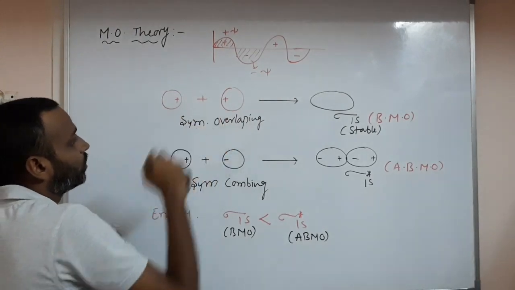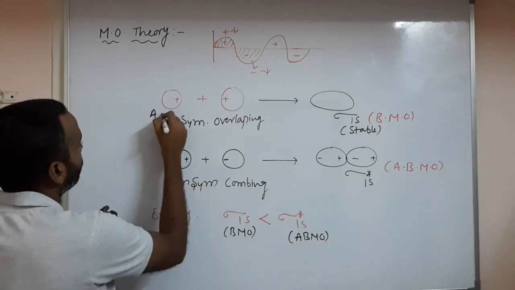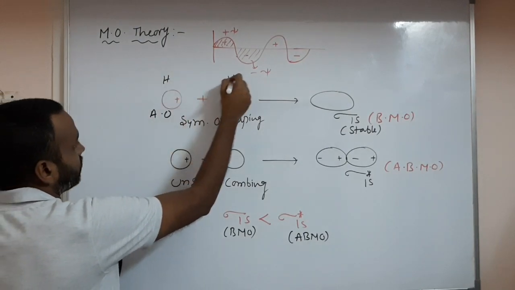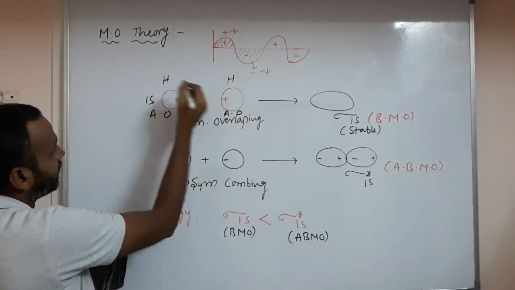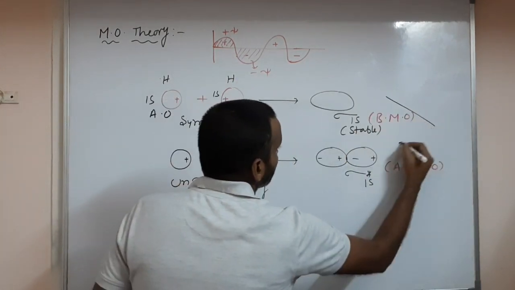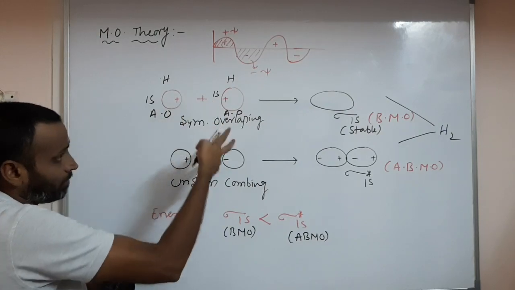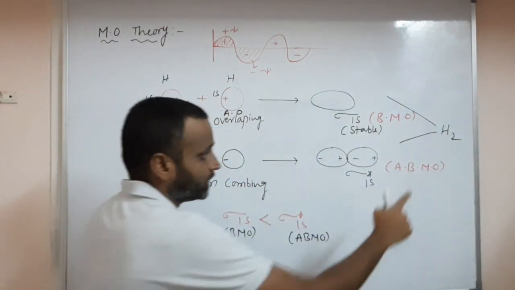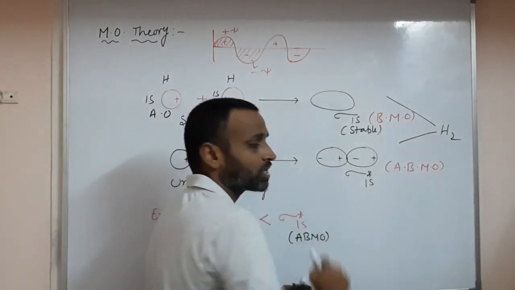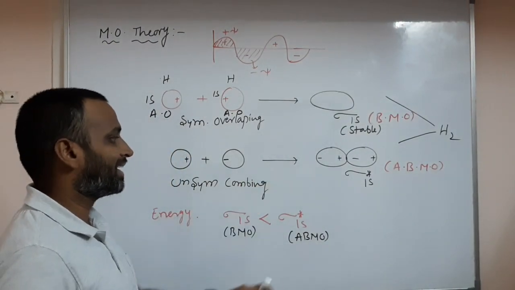So when two atomic orbitals overlap, this is the atomic orbital of one atom and this is the atomic orbital of another atom. Suppose two hydrogens. This is one hydrogen and this is another hydrogen. This is the 1s of this hydrogen and the 1s of this hydrogen. But these molecular orbitals both belong to H2, because this hydrogen and this hydrogen combine and form H2. Then this H2 has two molecular orbitals, one is sigma 1s and one is sigma star 1s. Hope you understood. So this is about how bonding and anti-bonding orbitals form.